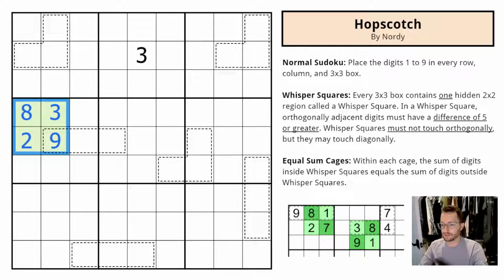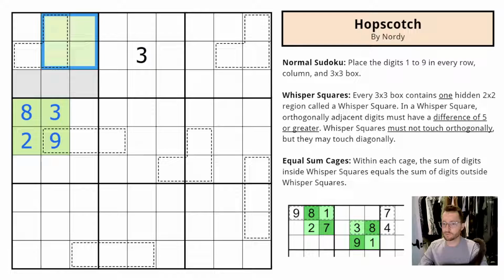Now, whisper squares, wherever we place them, must not touch orthogonally, but they may touch diagonally. So if we have a whisper square here and we're thinking about where to place it in this box, it cannot go here because that would be next to this square. We can't squeeze it into here, so it can't go here. So it must go somewhere up here, and maybe it goes here. So this is how the geometry of placing these in here works.